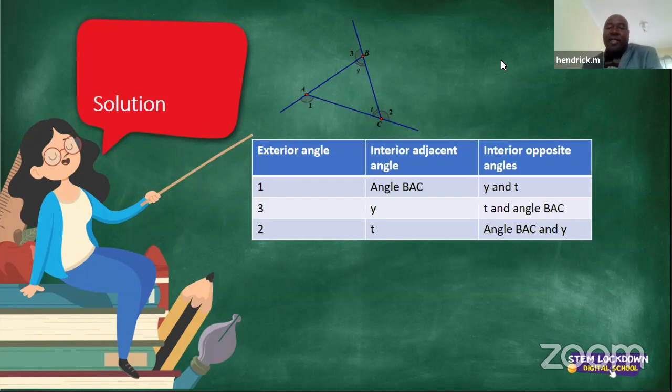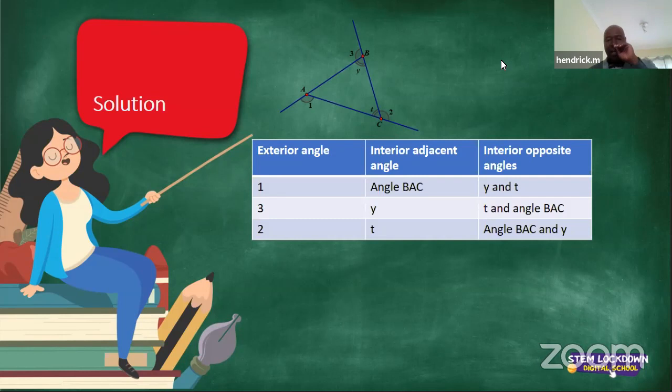And of course, the next one, we said angle 3. So that is B3. I just put 3 there because there's only one 3 in the diagram. The interior adjacent angle to B3 will be Y, as was mentioned earlier by Kuto, as well as Adam. Now, what are the opposite angles? Adam just mentioned that. The opposite angles will be T, the first one, and the next one will be B. We just did that with Adam.